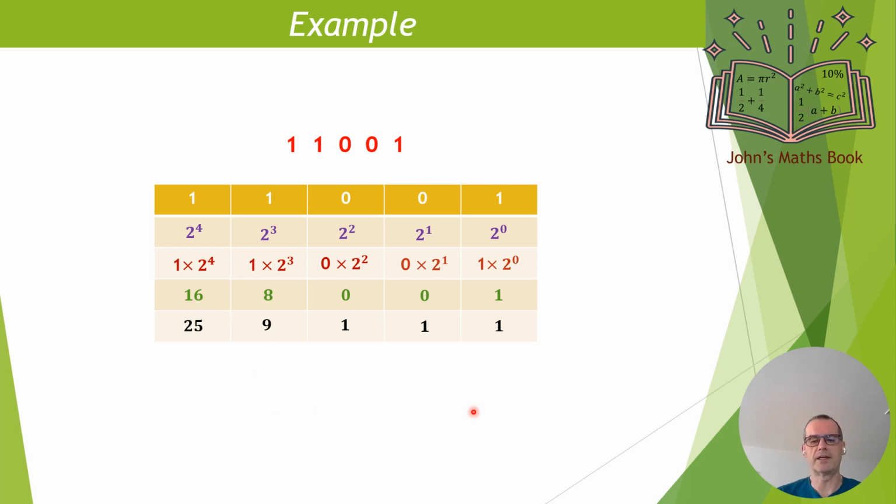So let's add these numbers up. So we have 1 plus 0 gives us 1. 1 plus 0 gives us 1. 1 plus 8 gives us 9. And 9 plus 16 gives us 25. So the answer here is 25.